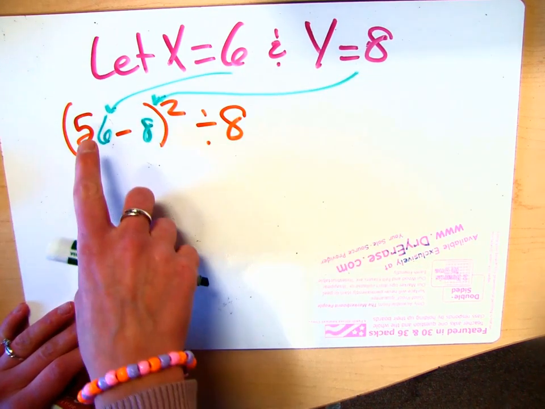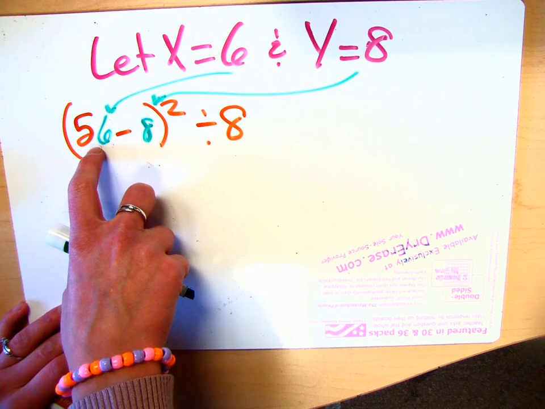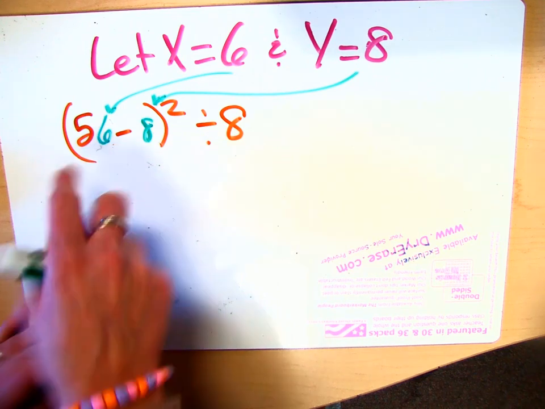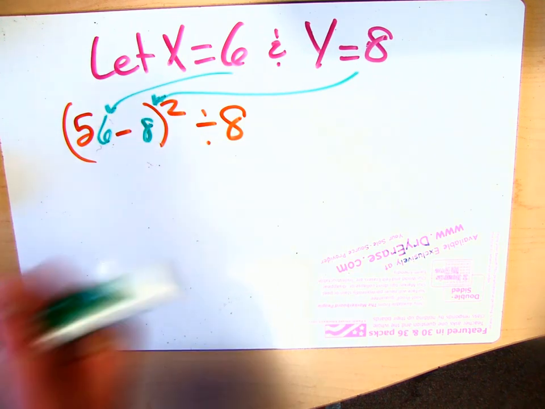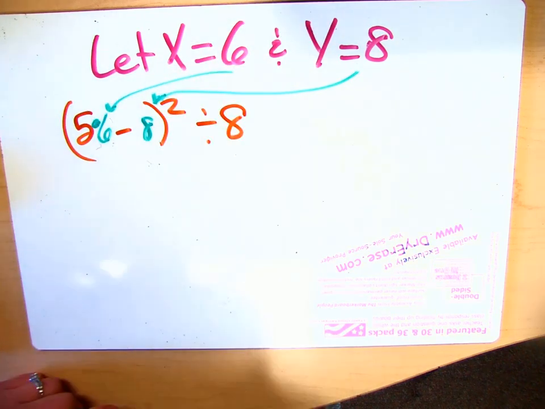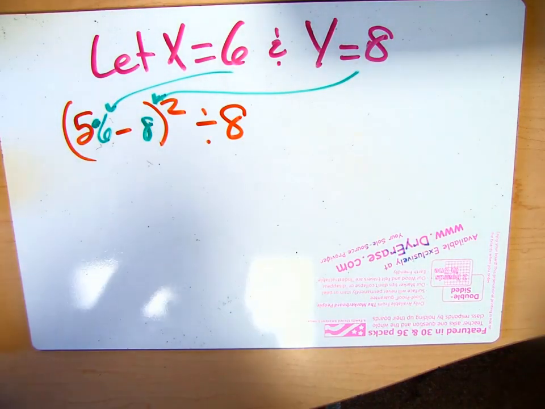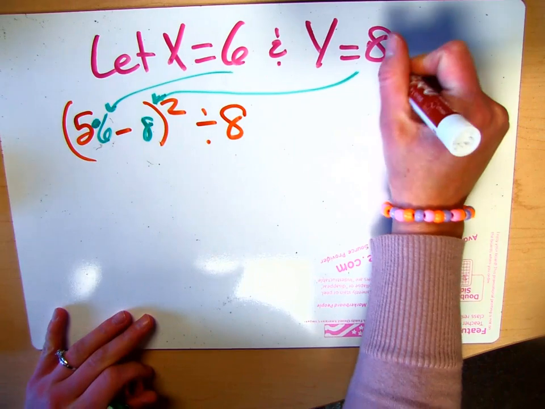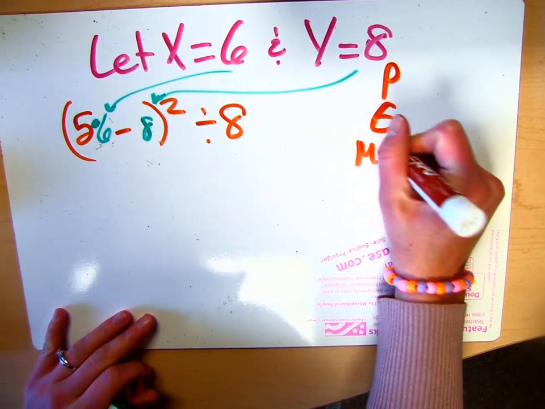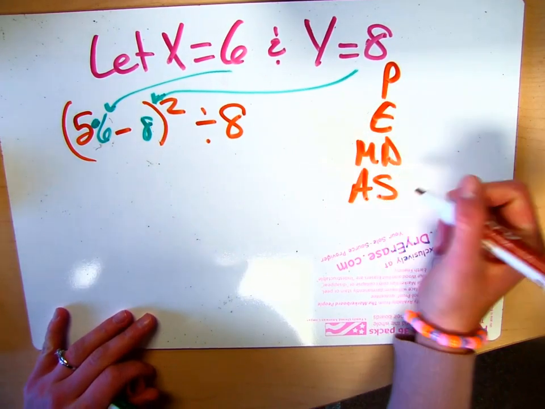One thing to be very careful about when you are replacing letters that are directly next to numbers, you need to make sure that you squeeze multiplication in the middle, otherwise your answer won't come out correct. So now we're actually going to use order of operations to figure out what the answer is. Remember, that's P, E, M, D, and then A and S.